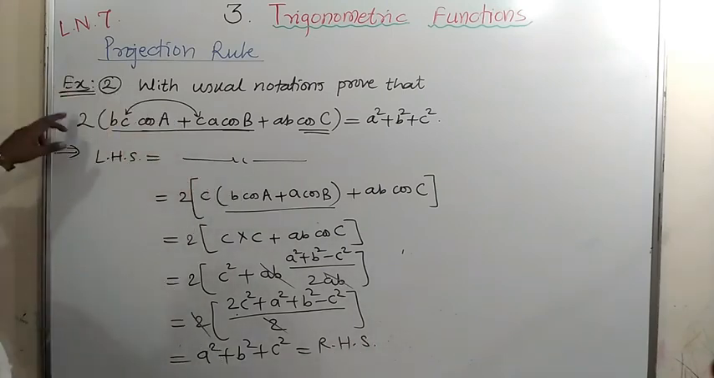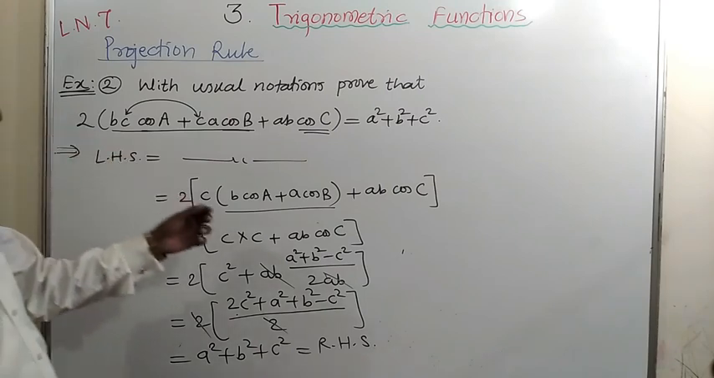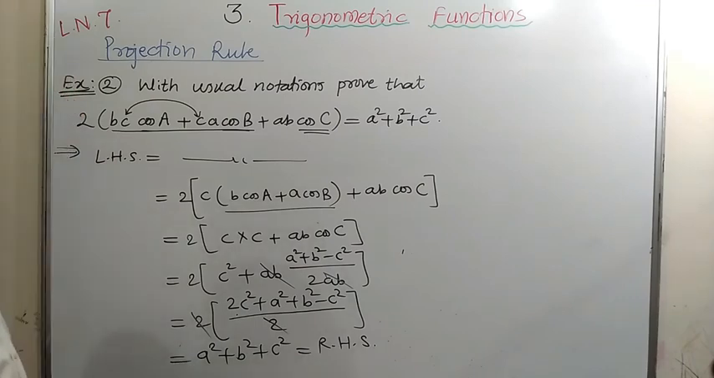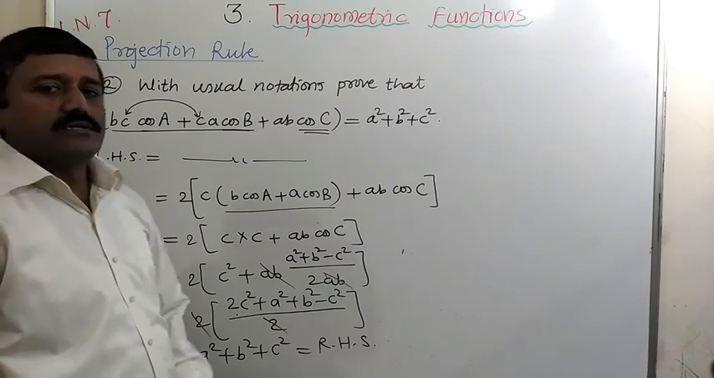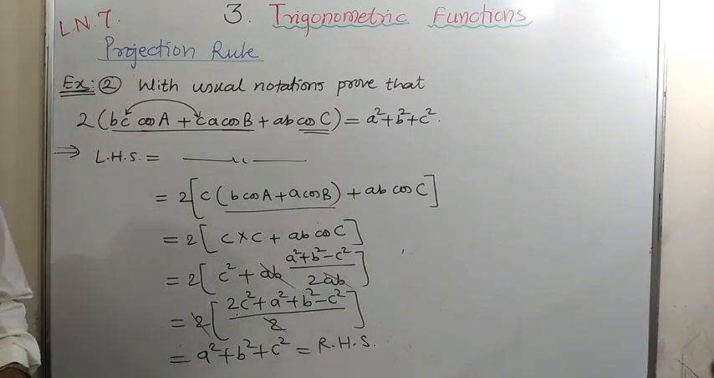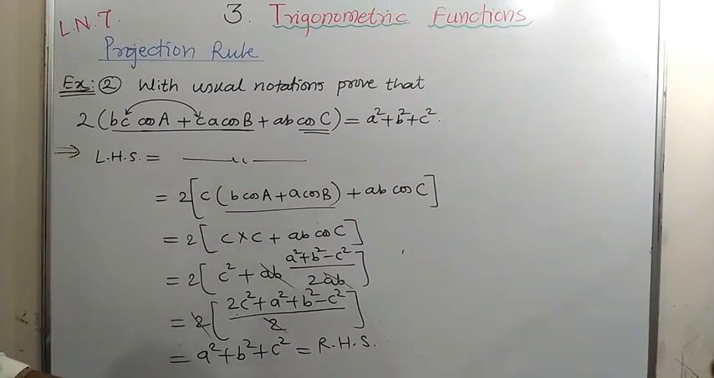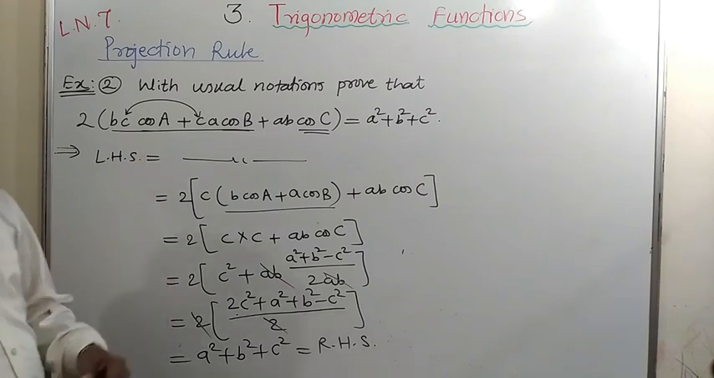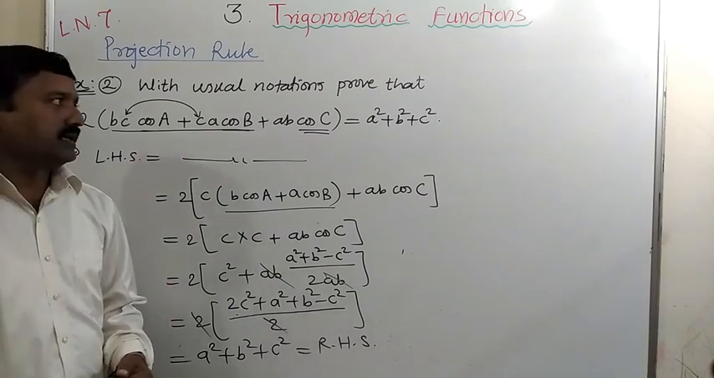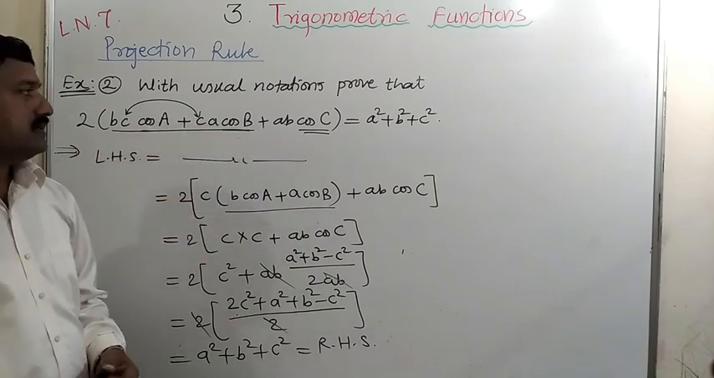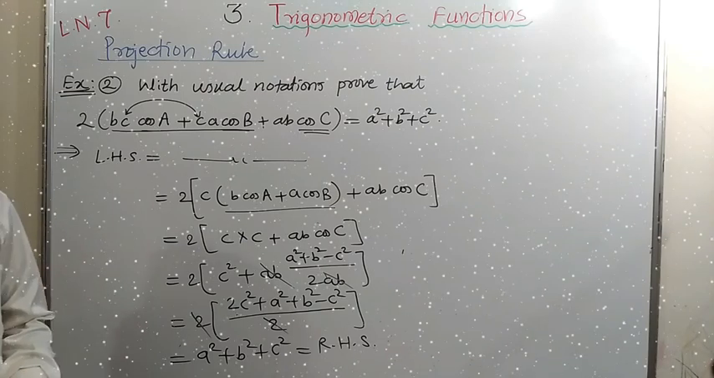So this is the way to prove this result using projection rule and cosine rule. This is the way to prove such results using cosine and projection rules. There are some examples which need sine rule, cosine rule and projection rule. So those are very much important in solving triangles and proving such results related to the triangle ABC. Okay, we will stop here.